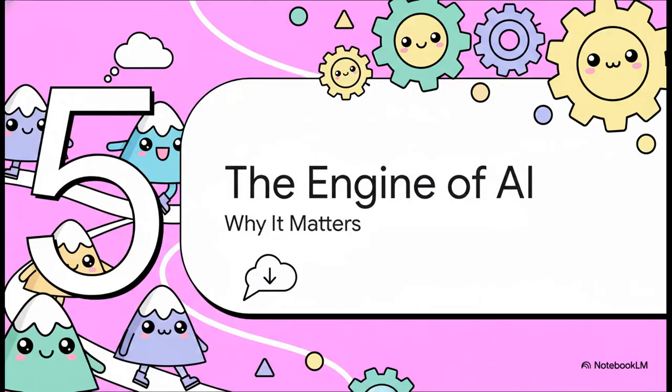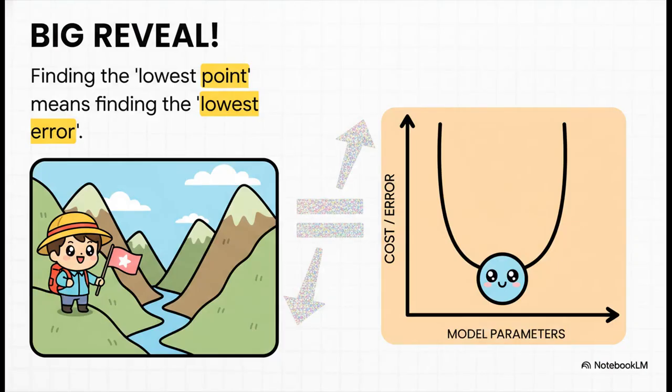Okay, so we've been on this whole mountain journey. Let's bring it all back home and talk about why any of this matters. Why is this seemingly simple idea the engine of modern AI? Because this is the big aha moment. That lowest point we've been trying to find on the mountain, in the world of AI, that represents the point of lowest error. Every single time a machine learning model learns, all it's doing is using gradient descent to find the bottom of that valley, the one single spot where its predictions are the least wrong.